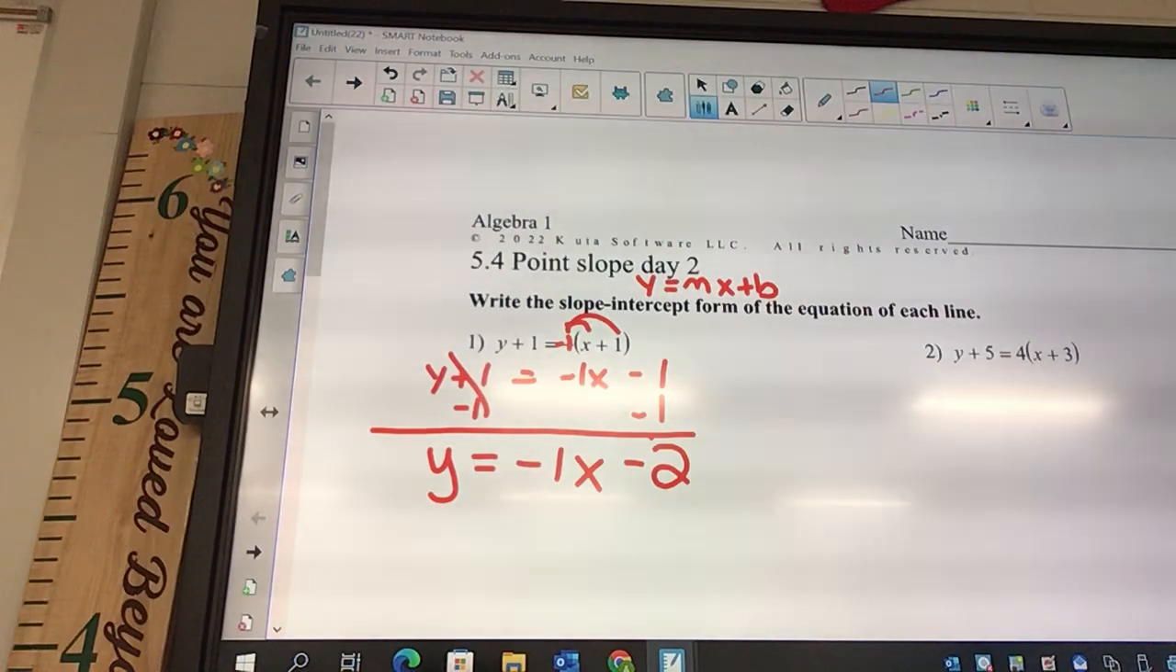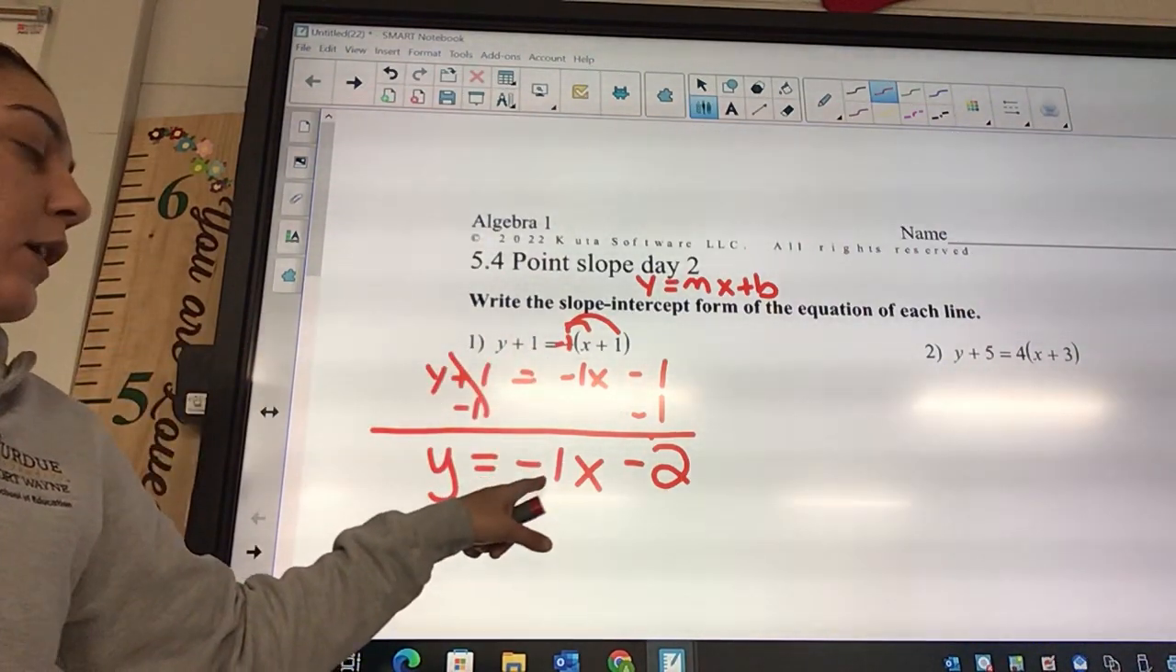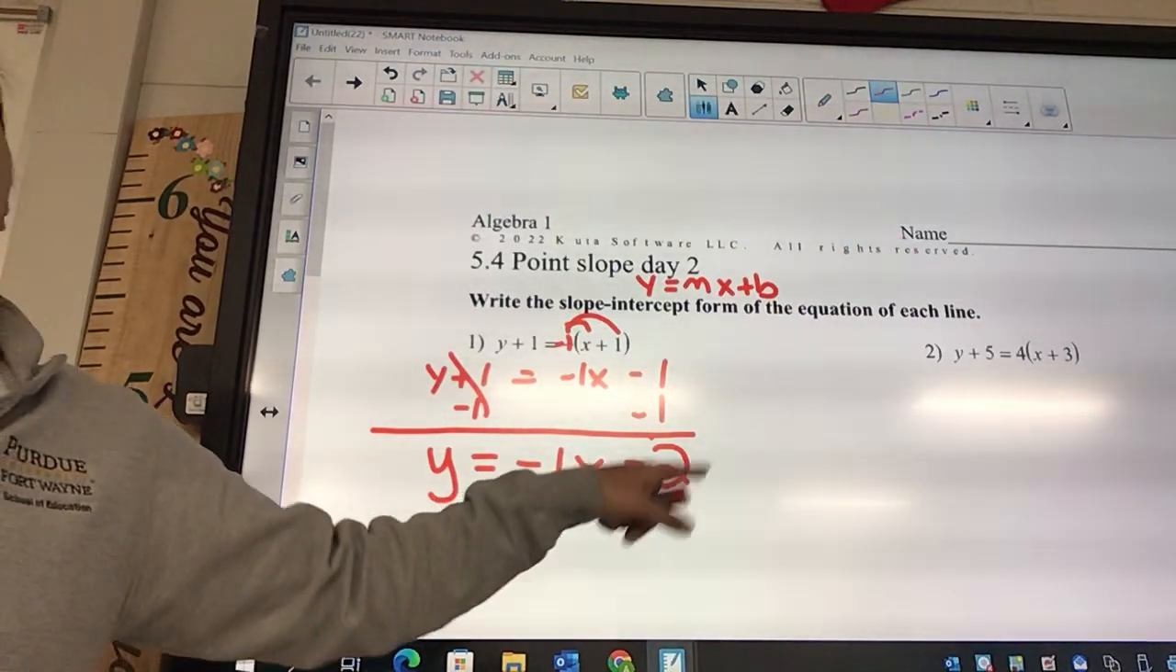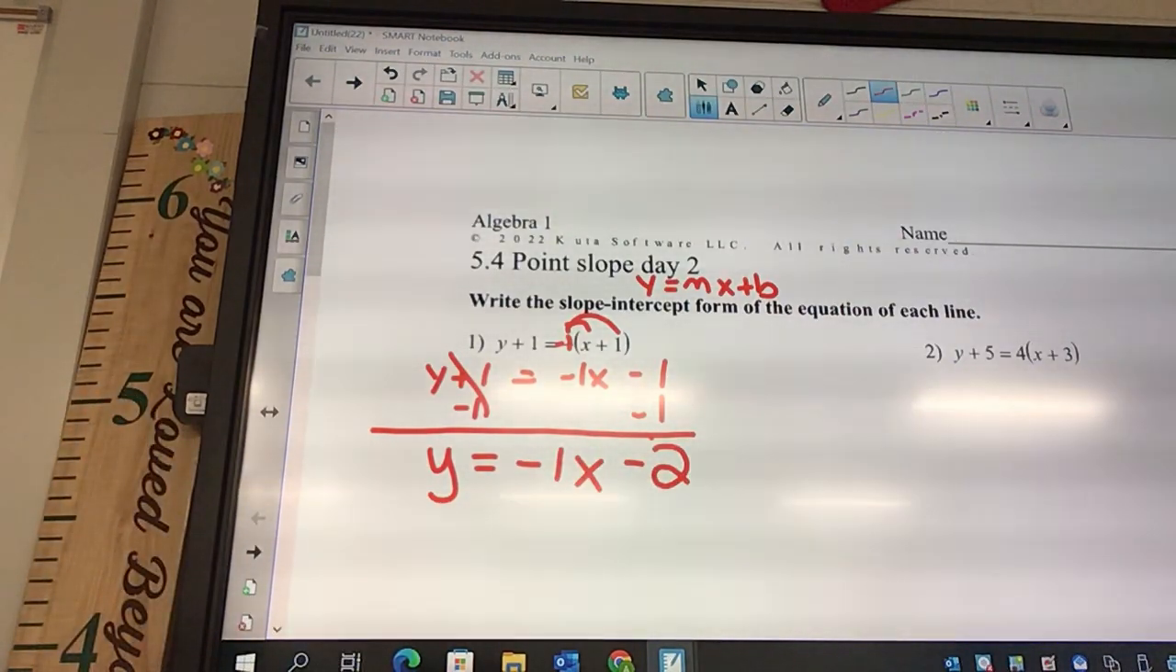Okay, now, does this look like it's in slope-intercept form? Yeah, it does. Okay, the y is by itself. And so here, if we were to mess with this, okay, our slope is negative 1 and our y-intercept is negative 2. Okay.